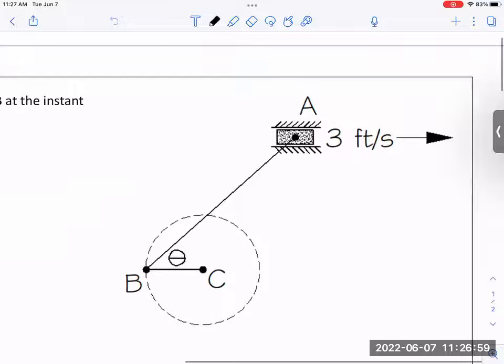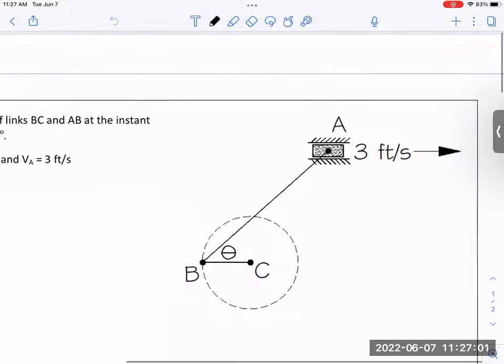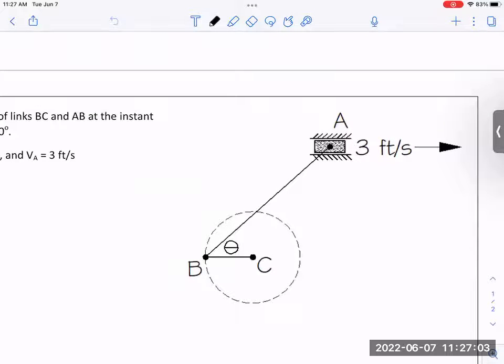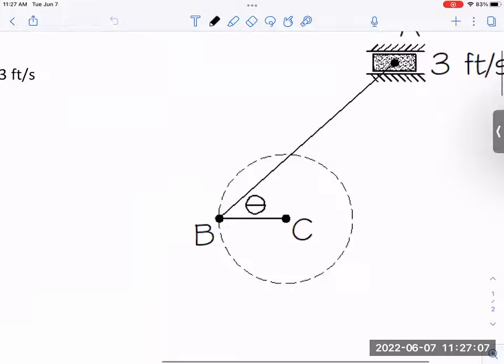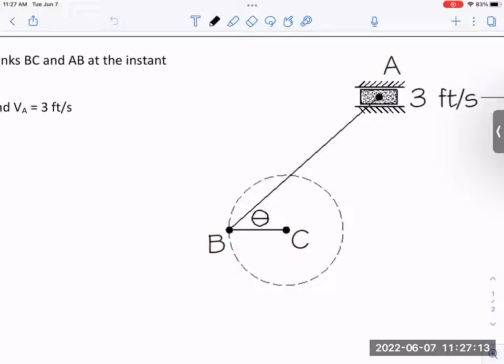So I put this 3 foot per second speed on A. And notice that down here, because I used AutoCAD, I drew a dotted circle, meaning there's not actually a circle there. It's just going to follow that. So BC is the connecting rod. I'm sorry, AB is the connecting rod and BC is the crank arm.